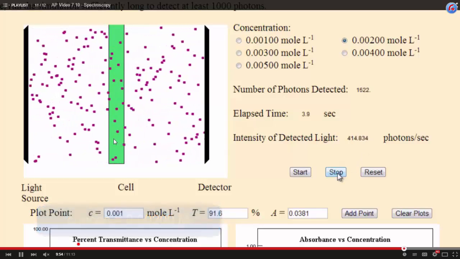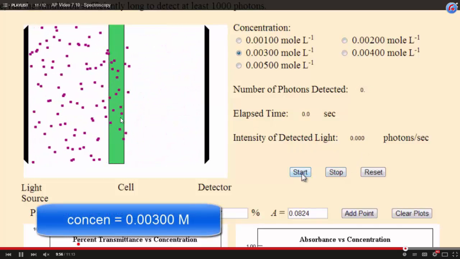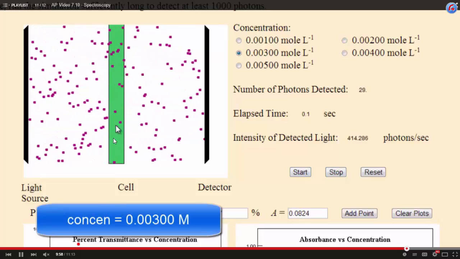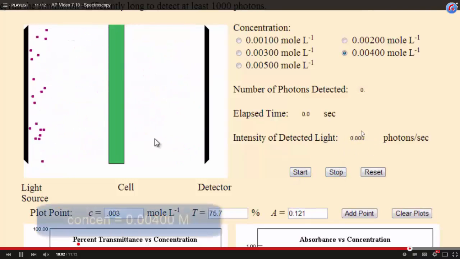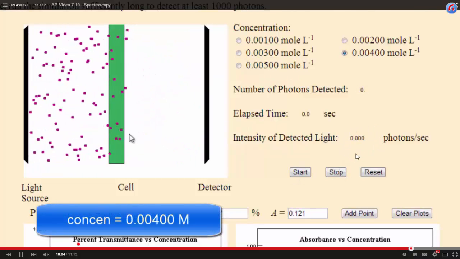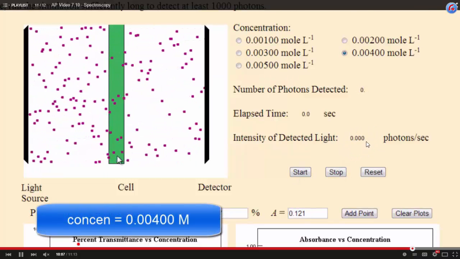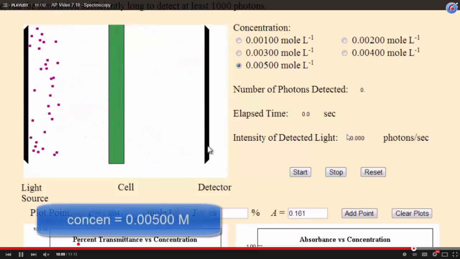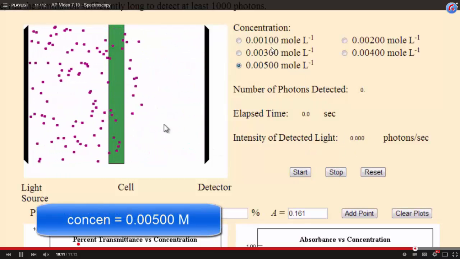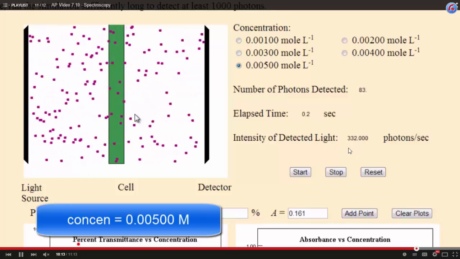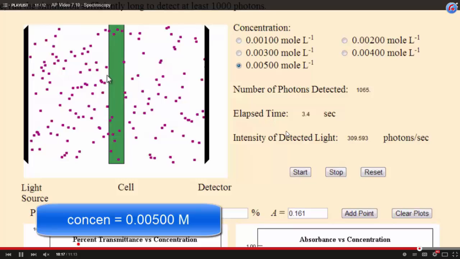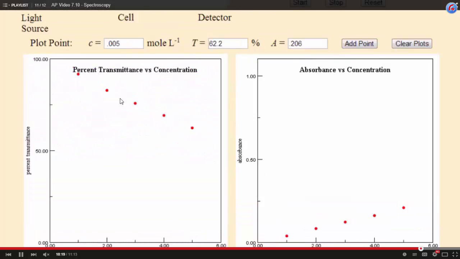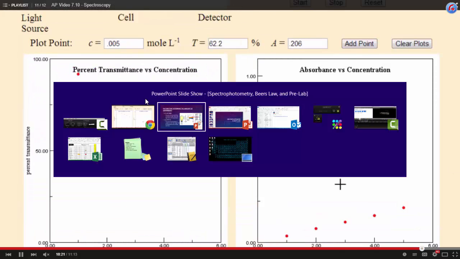Okay, going to the next concentration, a little darker. You can see it seems like more and more purple photons are getting absorbed here. The detection's about 380. Let's see what the next one's at here. Come on, detector. Now it's about 350. And here's our most concentrated example in this little animation here. Now we're about 310 photons per second. So basically, the more concentrated this gets, the fewer photons are going to get through.